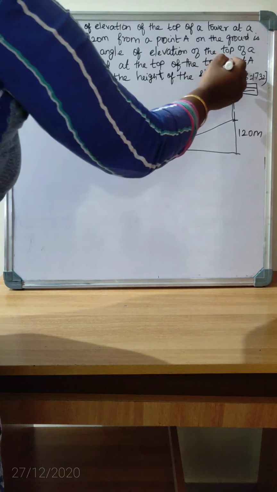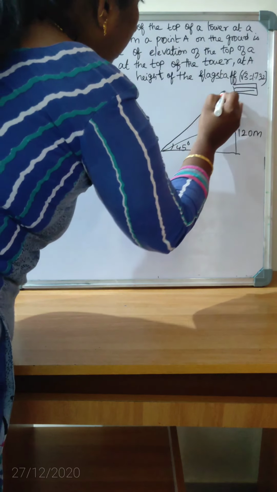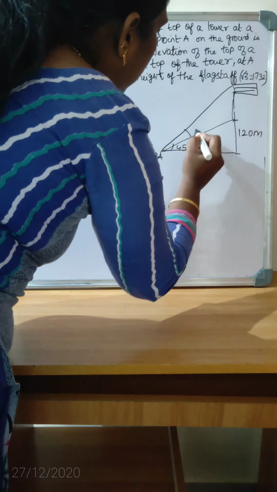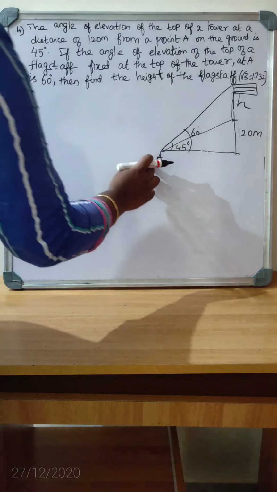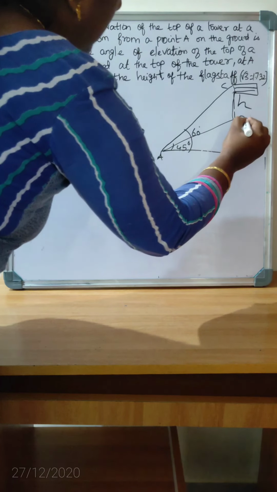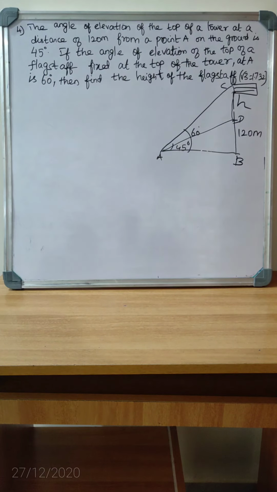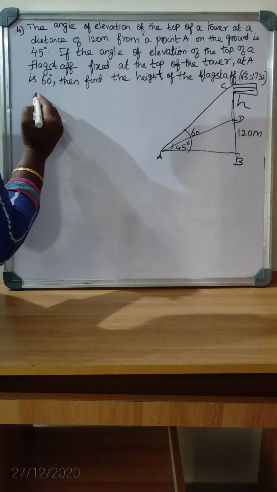If the angle of elevation of the top of the flagstaff, so this is the flag fixed at the top of the tower at A, from here the flag we are going to see at 60 degree. You have to find the height of the flag. So if this is A, this is B, this is C, and this is D. First we are going to take the bigger triangle.